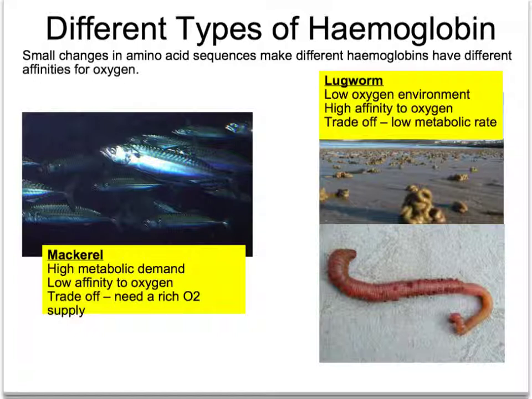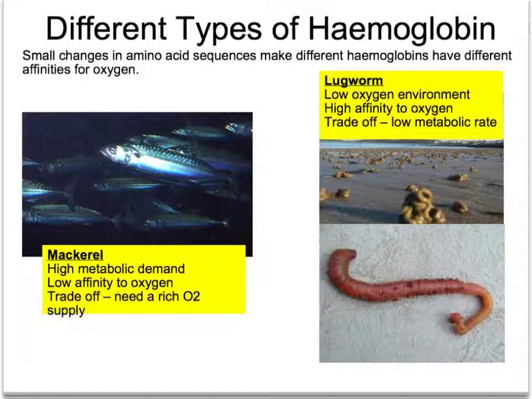Now different species have different types of hemoglobin. What makes that difference is just small changes in the amino acid sequence. What that does is it gives the hemoglobin different affinities to oxygen. Hemoglobin that's got a high affinity means that it's going to hold on to and bind to oxygen very easily, but the trade-off is it doesn't release it as easily. Whereas hemoglobin with a low affinity, it's going to be harder for the hemoglobin to pick the oxygen up, but it's going to release it much more readily.